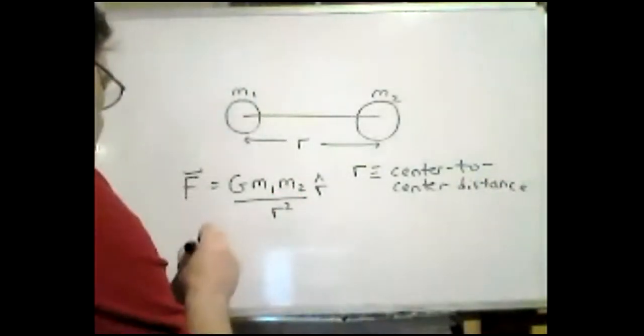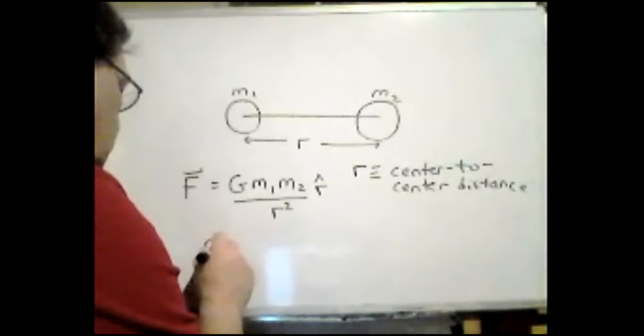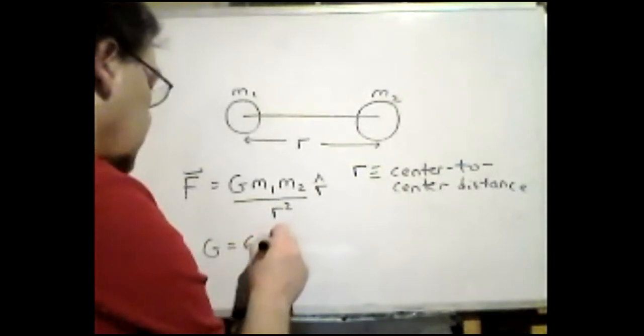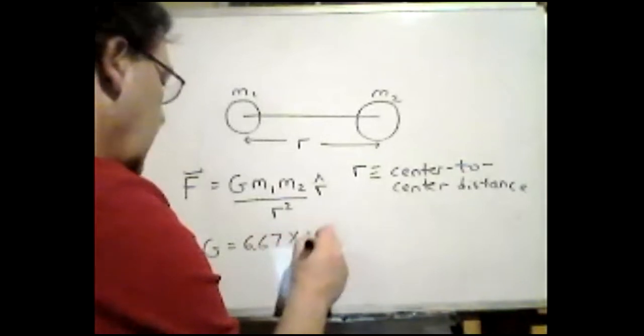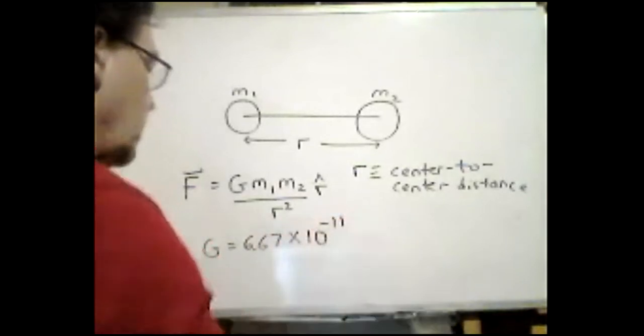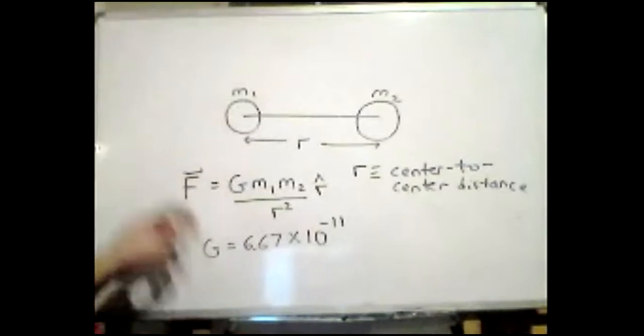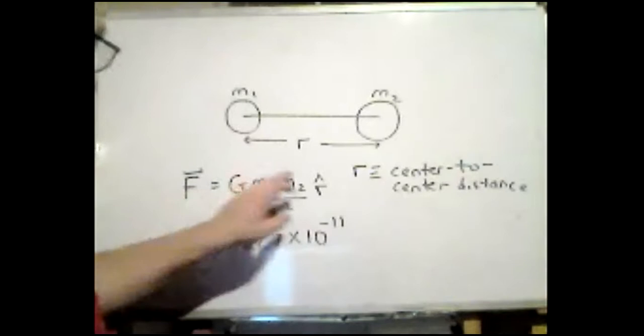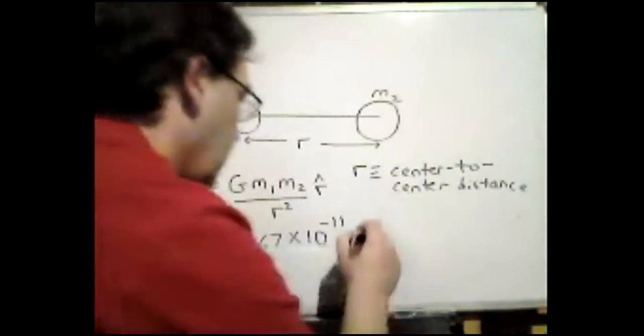G is a special constant of the universe. As far as we know, it's the same value everywhere. It's 6.67 times 10 to the negative 11. Very small value. Let's see, what are the units on this? Well, if I cross multiply, I have newtons meters squared per kilogram squared.